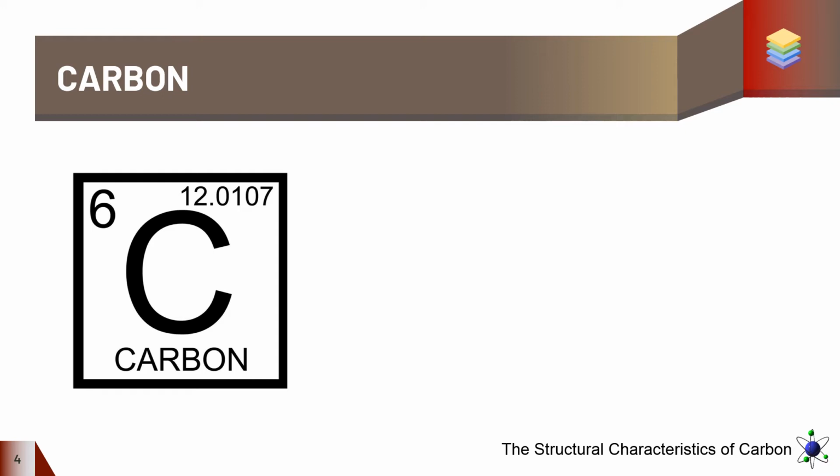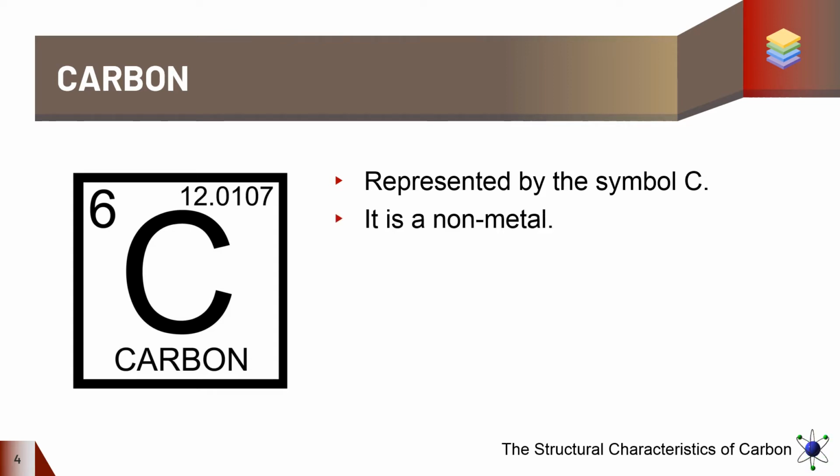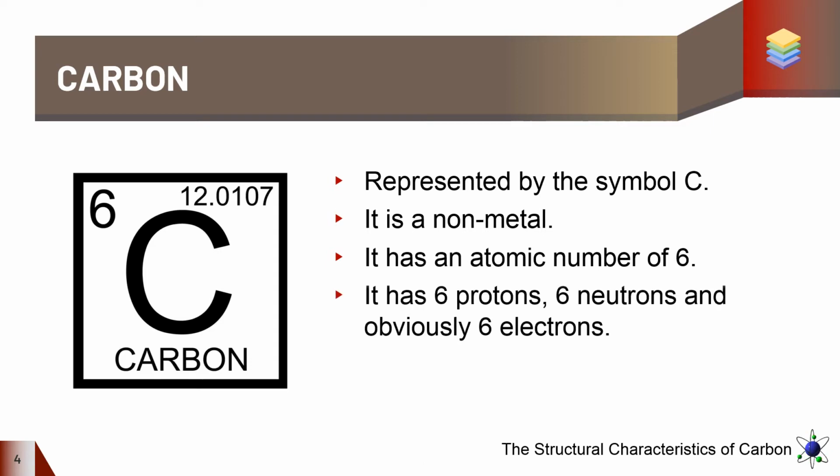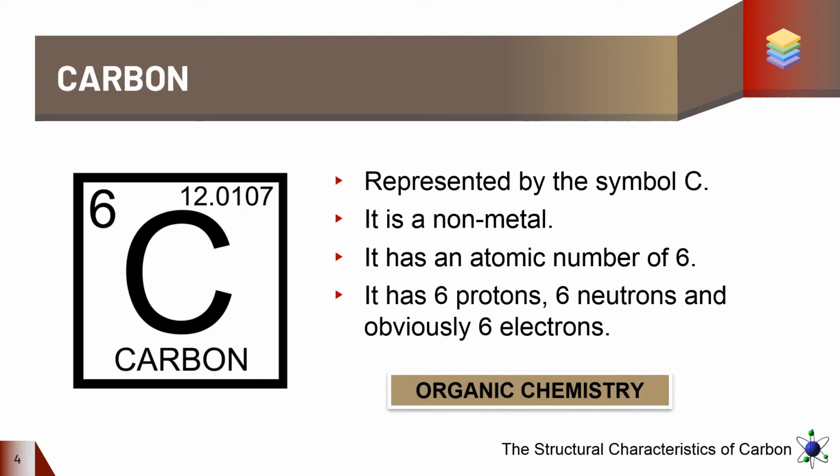Let's talk about the element carbon. As you can see in the illustration, carbon is represented by the symbol C. It is a nonmetal. It has an atomic number of 6. Therefore, it has 6 protons, 6 neutrons, and obviously 6 electrons. There is a particular branch of science that deals with the chemistry of organic compounds, and that is what we call organic chemistry.